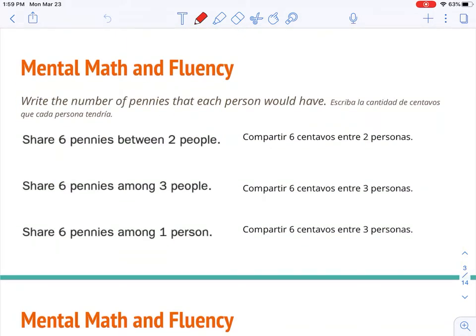Okay, so let's start with our mental math. You can use those counters that you gathered to do your mental math as well today. So we're going to start with this first problem, which says write the number of pennies that each person would have. And there are 3 different situations. So first, you're going to share 6 pennies between 2 people. Then you're going to share 6 pennies between 3 people. And then 6 pennies between 1 person. And you're figuring out how many pennies each person has.